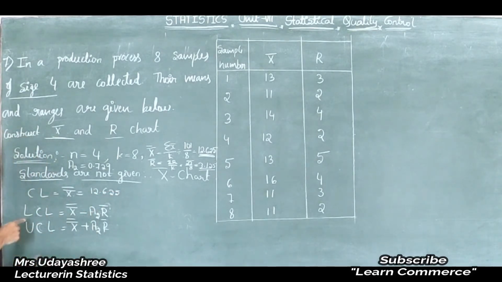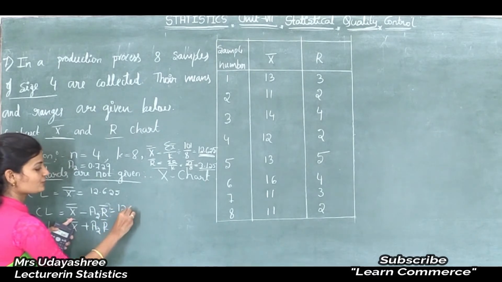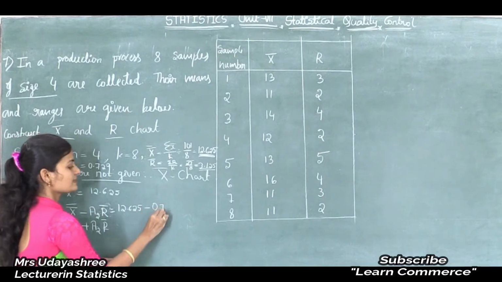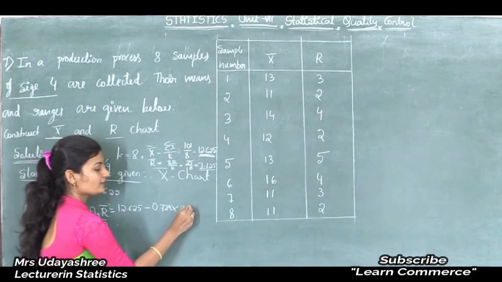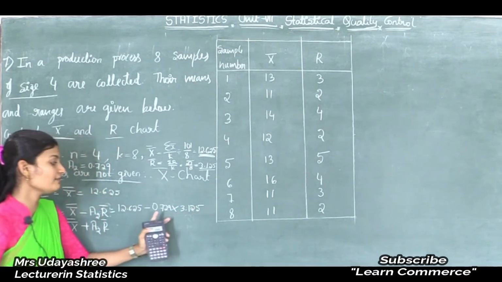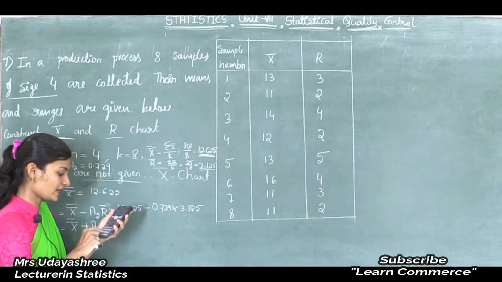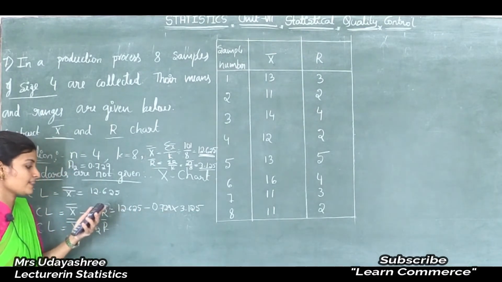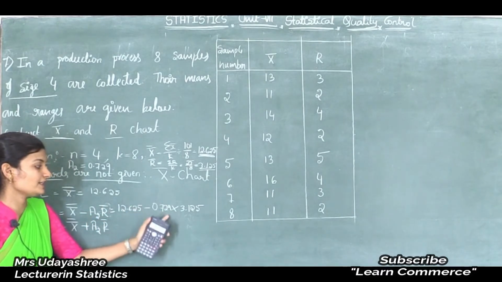Next, how to calculate the lower control limit? That is X double bar minus A2 into R bar. Here X double bar is 12.625 minus A2. A2 is 0.729 into R bar. R bar is 3.125. Here I will first multiply these two observations, that is 0.729 into 3.125, that is 2.278.